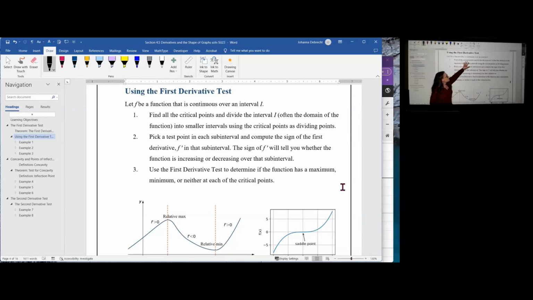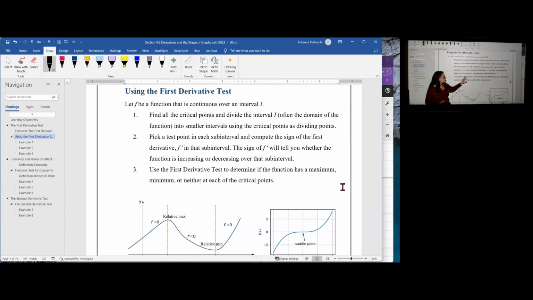We're going to use those critical points to divide the interval on a number line into smaller intervals. So the critical points will be marked on this number line. We're going to pick a test point on either side of every critical point, and we're going to compute the sign of the first derivative, not the function. The first derivative will tell us whether it's increasing or decreasing. It can't change unless it goes through a critical point.